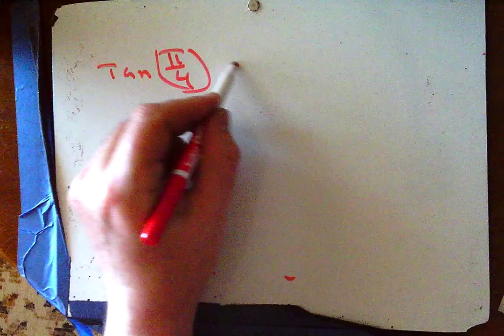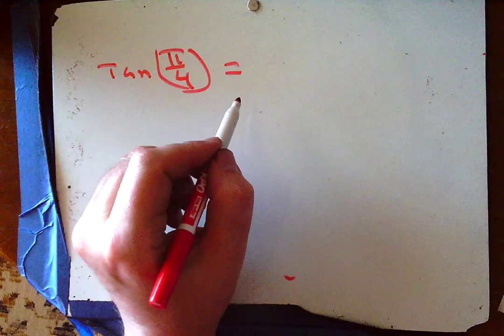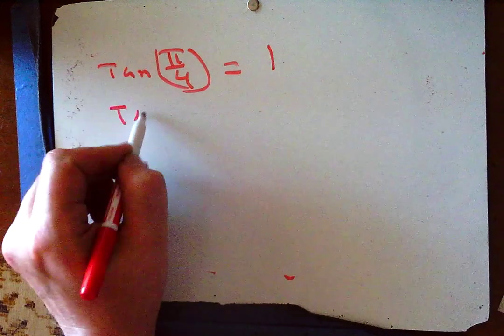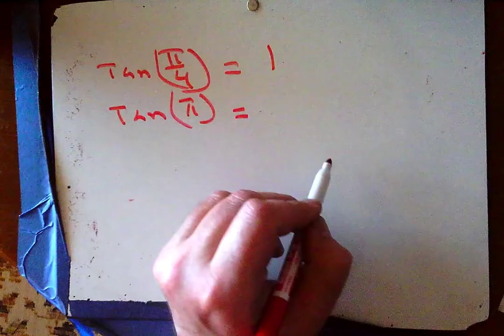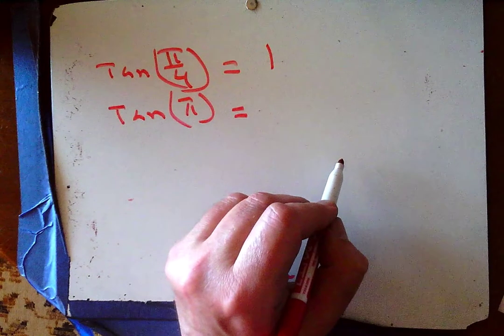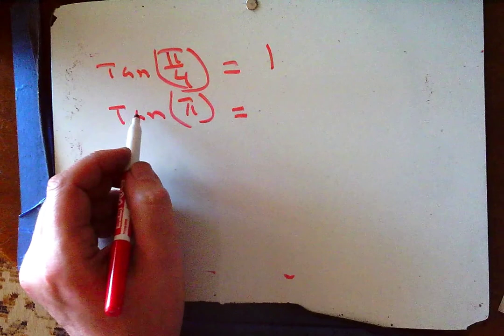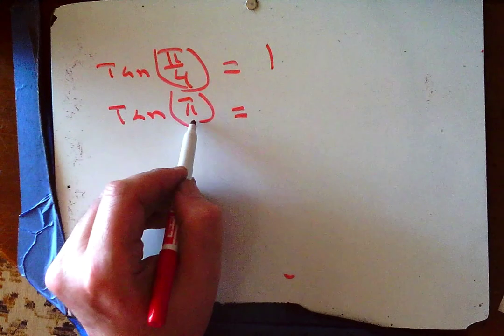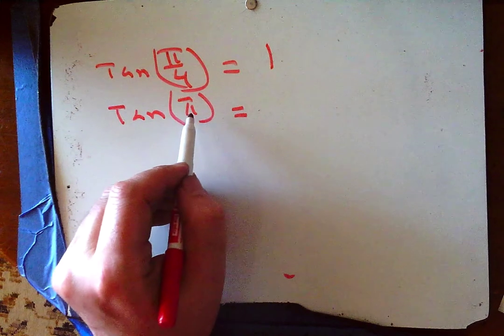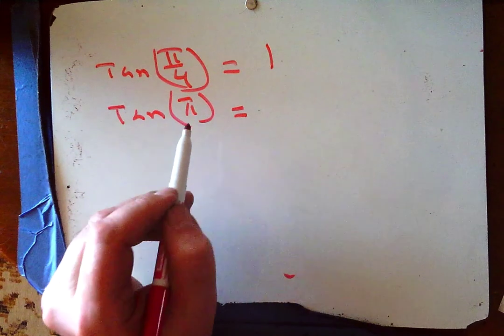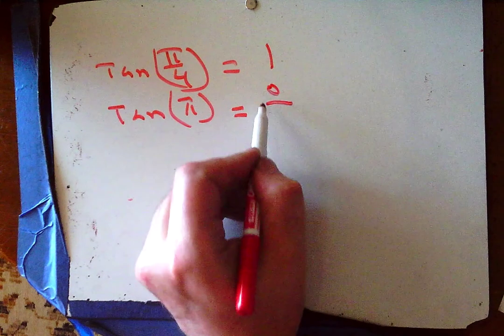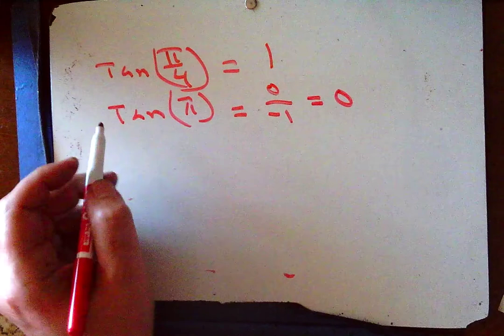Tangent pi over 4. 5, 4, 3, 2, 1. And 1 is the answer. Tangent of pi. 5, 4, 3. Remember, tangent is opposite over adjacent, so it's y's over x's. Think about the y value of pi, think about the x value of pi, and you want to do y's over x's. 3, 2, 1. The y value is 0, the x is negative 1, and so we end up with 0.